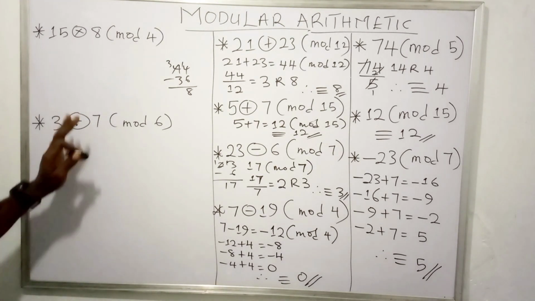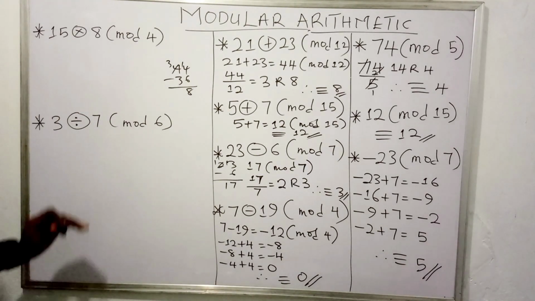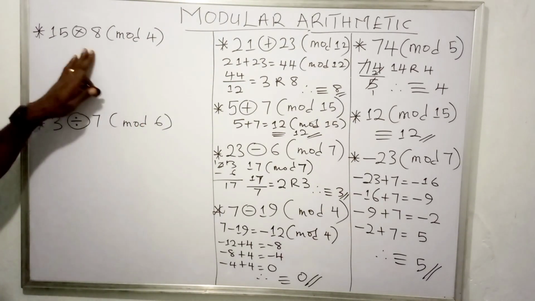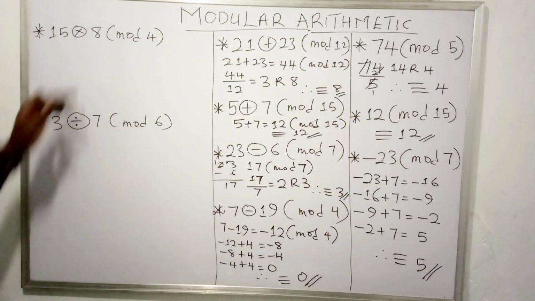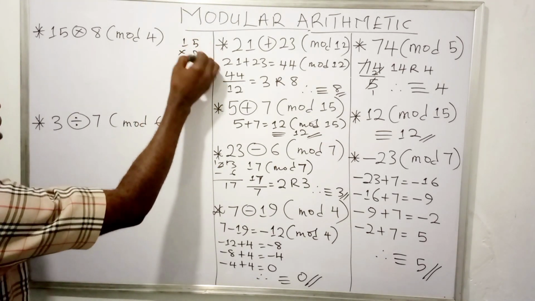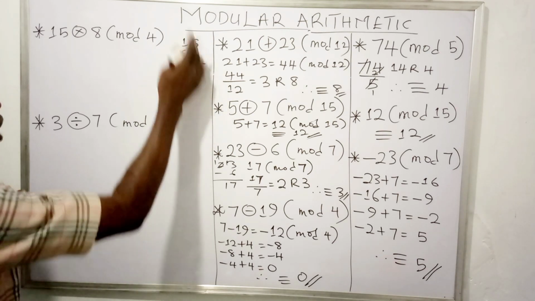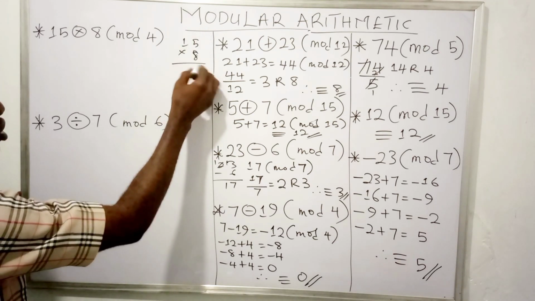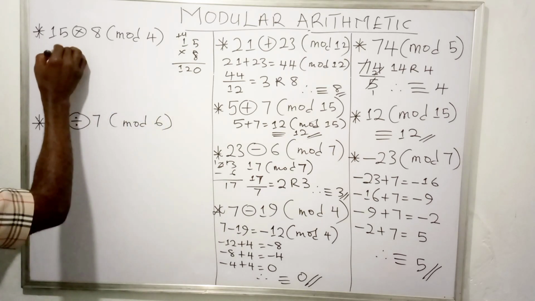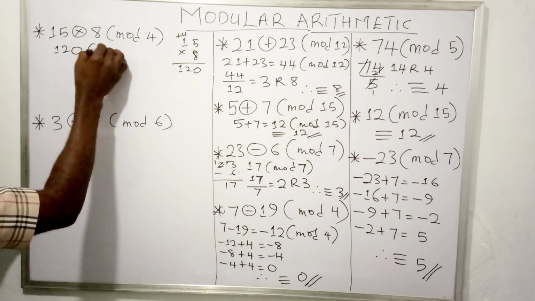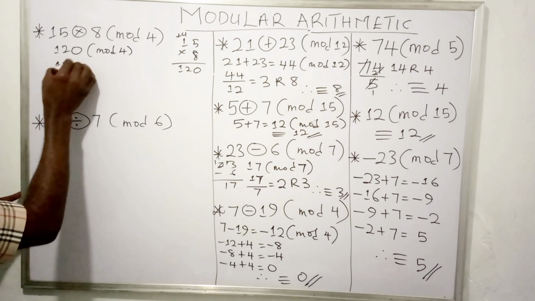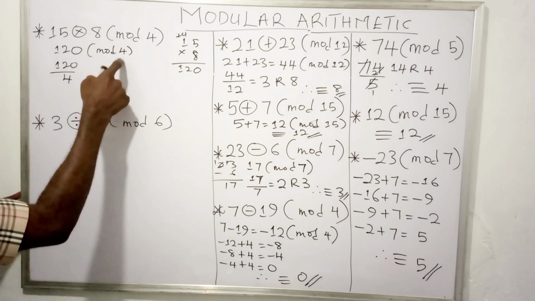Now, let's go over to multiplication and division. For multiplication, we simply multiply the numbers. We have 15 times 8 there. We carry out the multiplication 15 times 8, and when we do that, that's 40 and that's 12, so that gives us 120 mod 4. Then we go ahead and divide the 120 by the mod.